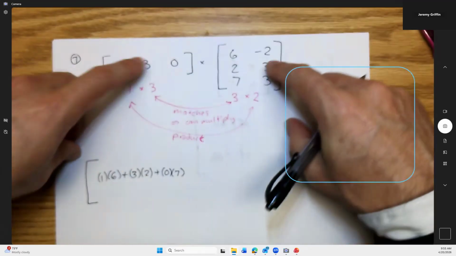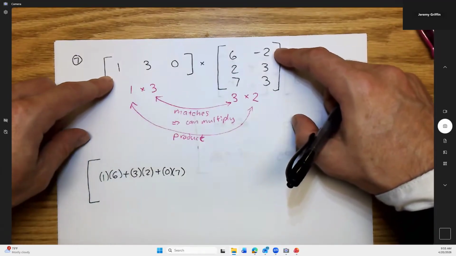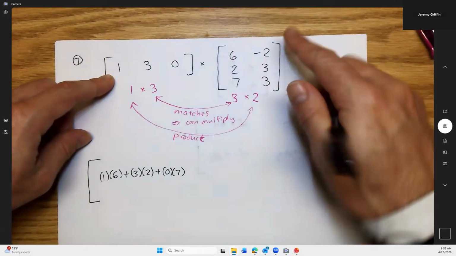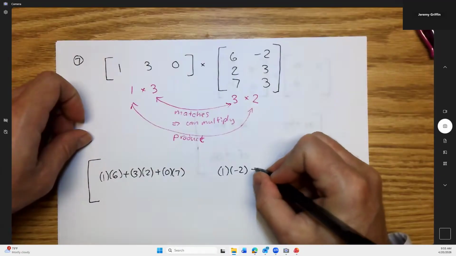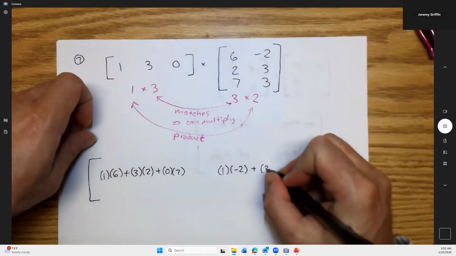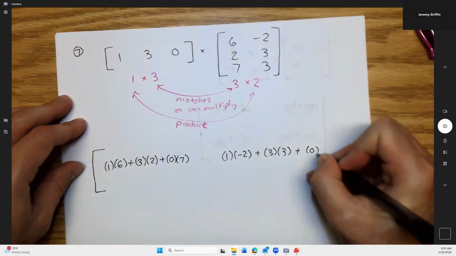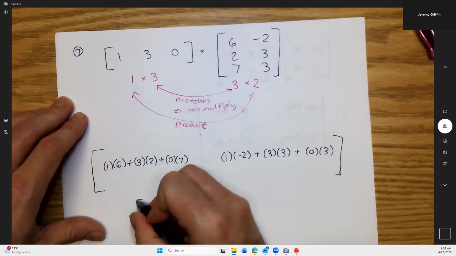All right, start over. Same row, but there's only one row here. But now the second column, ooh, that's different. So 1 times negative 2 plus 3 by 3 plus 0 by 3. Okay, I'll go clean this up.